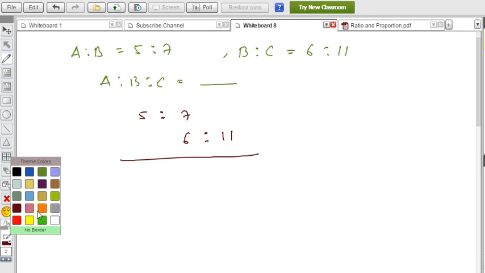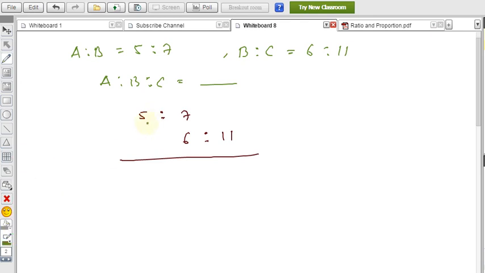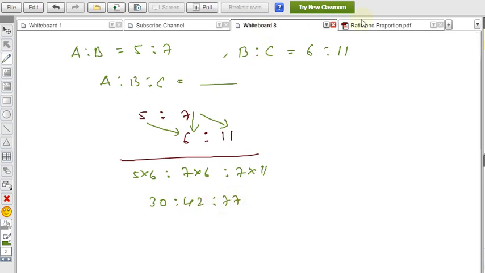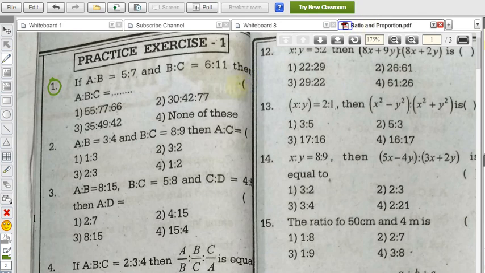Then the multiplication process, that is 5 into 6, 7 into 6 and 7 into 11. First 5 into 6, then 7 into 6, then 7 into 11. If you simplify, that is the required answer. 5 6s are 30, 7 6s are 42, 7 11s are 77. So 30 : 42 : 77 is the second answer, right?